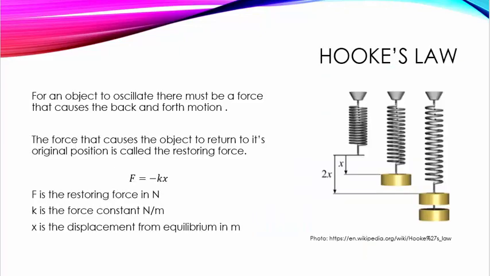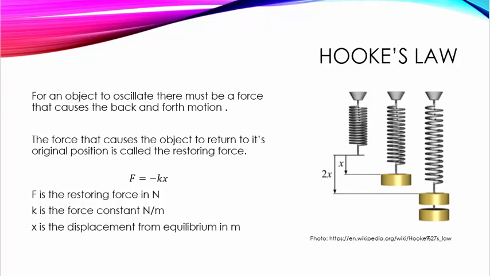Okay, so we have Hooke's law. And Hooke's law is used to describe how forces interact with objects that oscillate. So in order to cause an oscillation, to cause an object to move back and forth, there must be a force. And the force that causes the object to return to its original position is called a restoring force. So let's say you think about a spring. You use something to stretch the spring, and the force that brings it back is the restoring force.